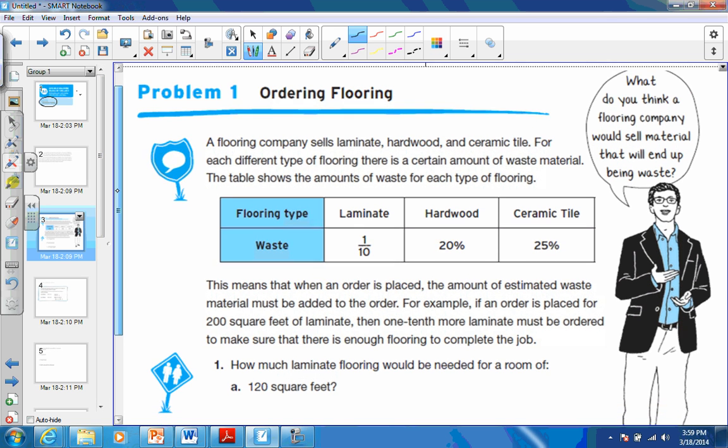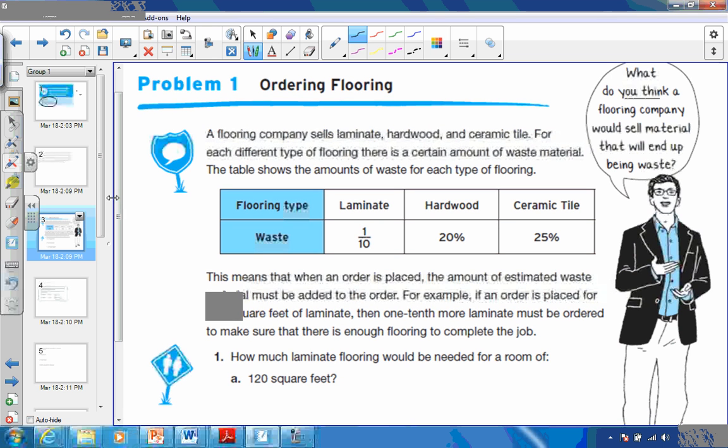So we have this person who knows a flooring company that sells laminate, hardwood, and ceramic tile. For each type of flooring, there's a certain amount of waste material. The table shows the amount of waste for each type of flooring. For our laminate flooring, 1/10 of it is waste. For the hardwood floor, 20% of it is waste. And the ceramic tile is 25% waste.